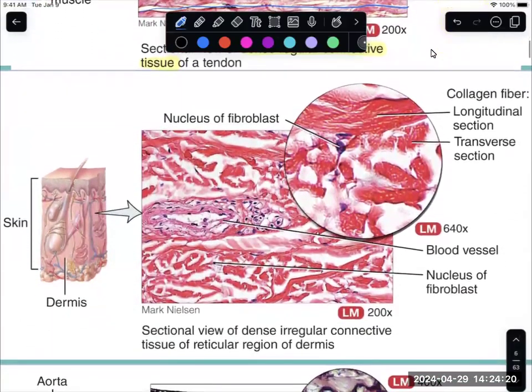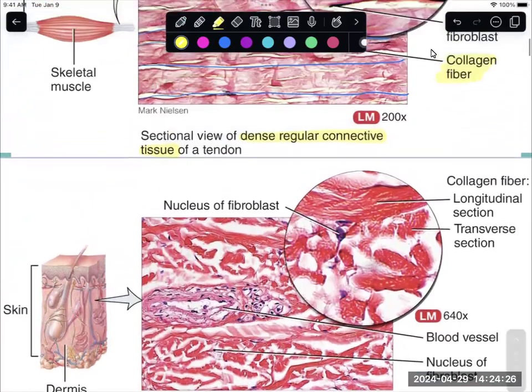Okay, now we have dense irregular connective tissue. Remember, dense regular?